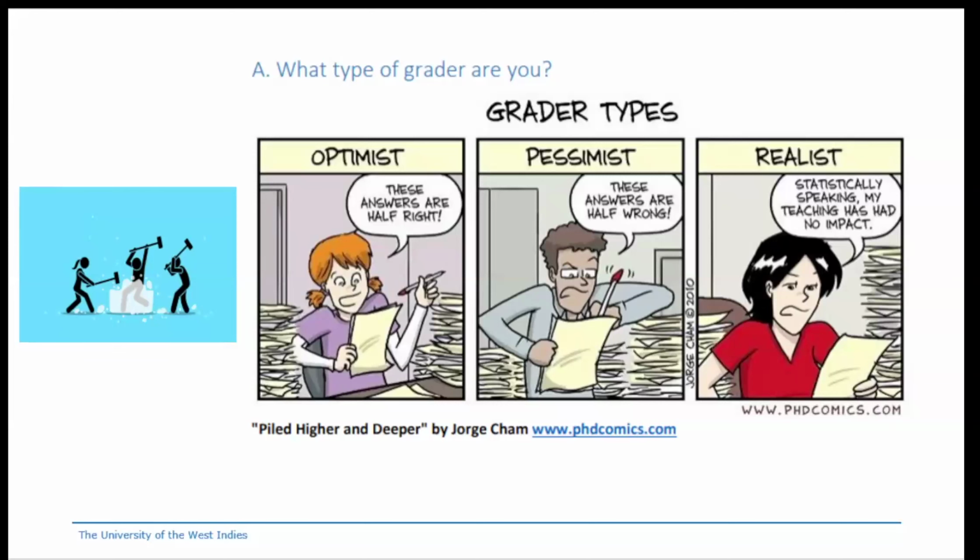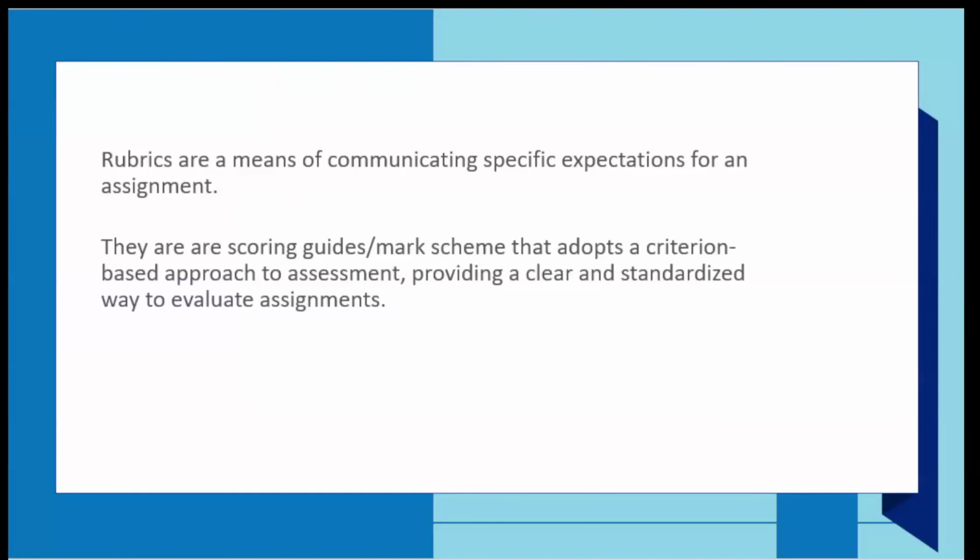Okay, let's move on. Primarily what we want to establish is that rubrics are a means of communicating specific expectations. And those expectations are expectations of the assignment. They are sometimes referred to as scoring guides or mark schemes, and they adopt a criterion-based approach. It must be criterion-based to assess students. It provides a clear and standardized way to evaluate assessments and assignments. And we certainly want to explore the idea that they offer a comprehensive way of addressing criterion-based assessment.